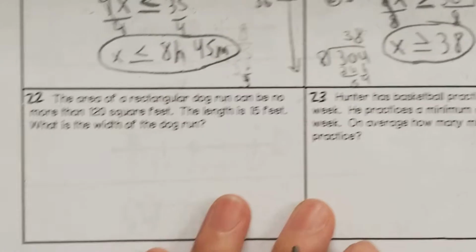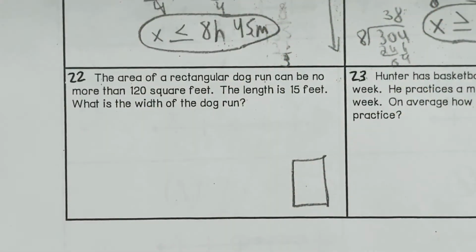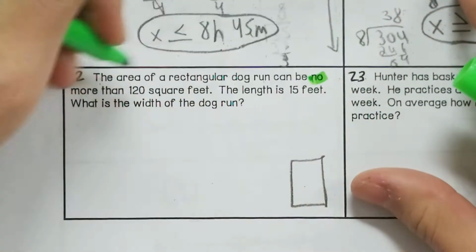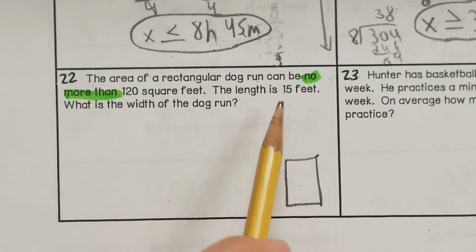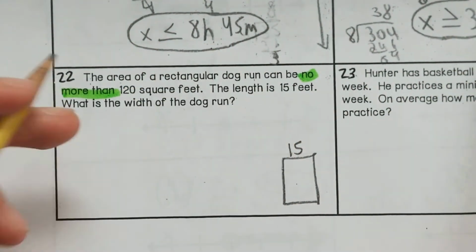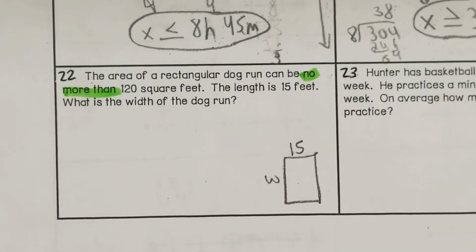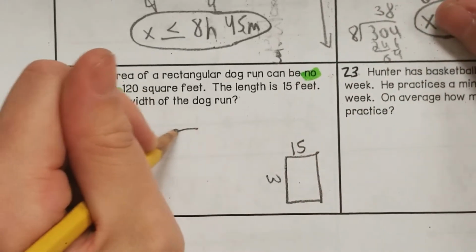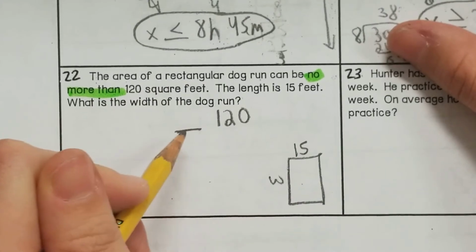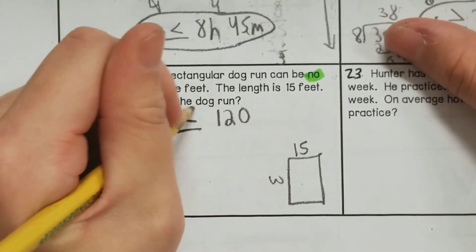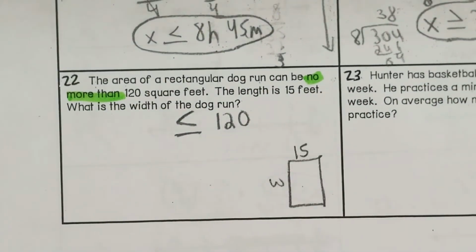Okay, 2 more questions. We can do this. The area of a rectangular dog run can be no more than 120 square feet. The length is 15 feet. And so we're looking for the width. Well, let's think about no more than. So you know that it can be exactly 120 square feet. That's why I wrote my or equal to. But I know it has to be less than, because it can be no more than. It's not possible for it to be more than.